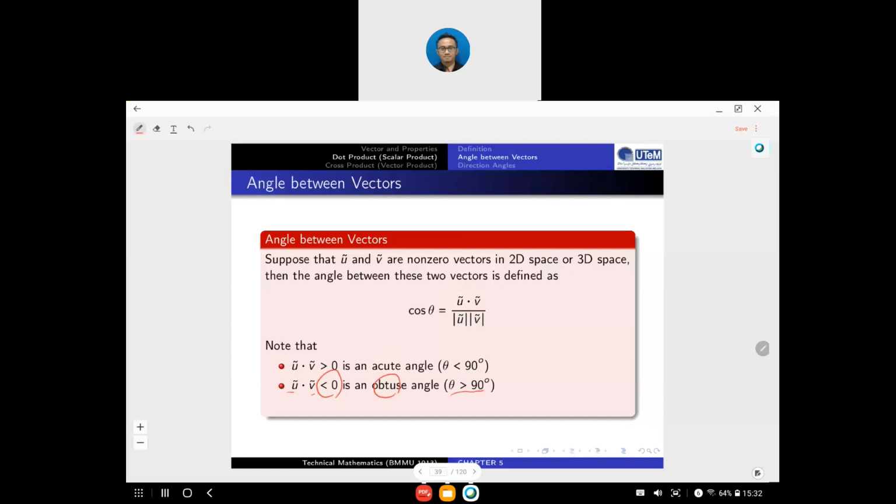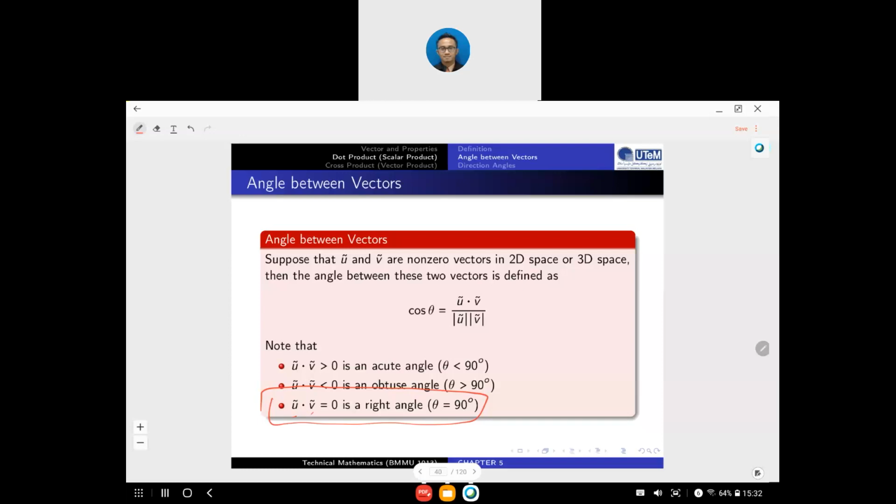What happens if U dot V is 0? You must remember this, it is often asked. It is a right angle. What is a right angle? It means theta is 90 degrees, which means these two vectors are orthogonal. It is often asked: identify whether these two vectors are orthogonal or not, or perpendicular or not.